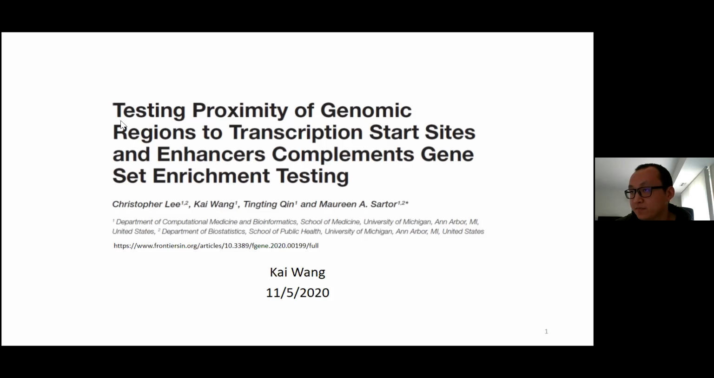I just use the title from the paper that we published. The title is Testing Proximity of Genomic Regions to Transcription Start Sites and Enhancers Complements Gene Set Enrichment Testing. This paper is published in Frontiers in Genetics.